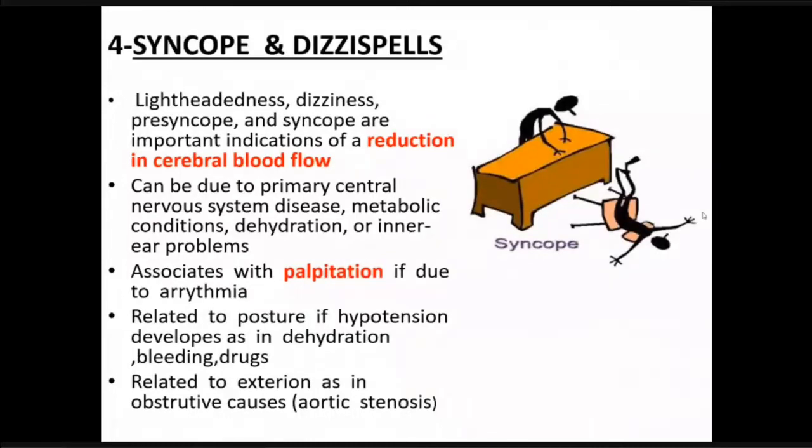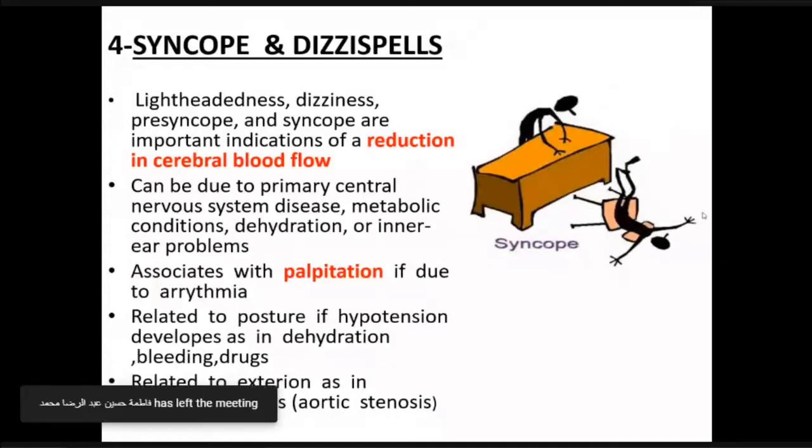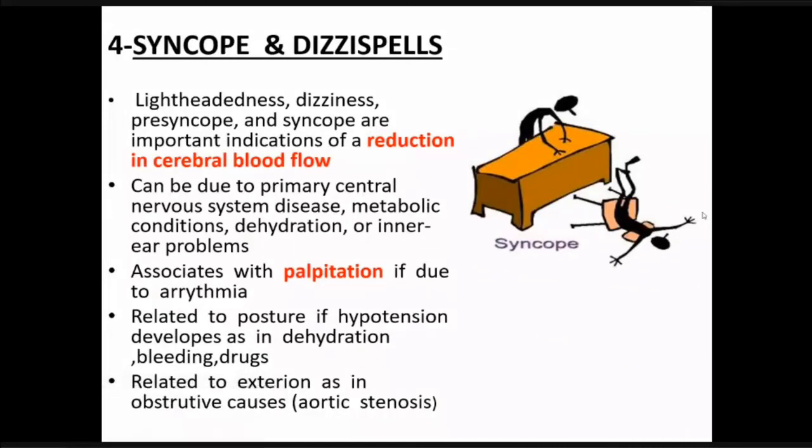Presyncope and syncope are the important indications of reduction of cerebral blood flow. So the syncope of dizzy spells is due to reduction in cerebral blood flow because the patient is not pumping the blood due to arrhythmia, whether tachyarrhythmia or bradyarrhythmia, so the blood will not come in an enough amount to the brain, leading to the fall of the person, okay? It can be due to primary central nervous system disease, metabolic conditions or dehydration or inner ear problems. These are the causes of dizzy spells. Associated sometimes with palpitation if it's due to arrhythmia.